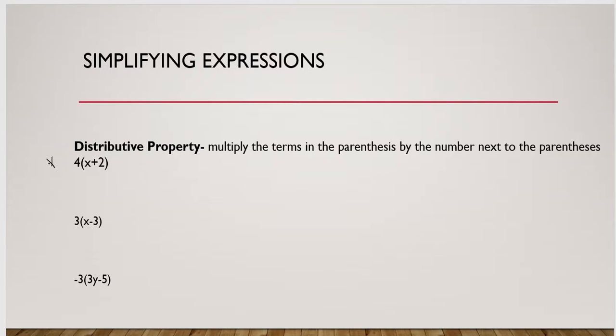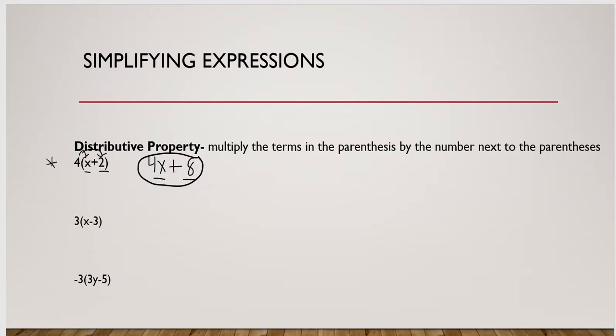So here we have 4 times x plus 2. So we have to multiply the 4 by both the x and the 2. That's called using the distributive property. So 4 times x is 4x. 4 times a positive 2 is a positive 8. And then we cannot combine any like terms here because this one has an x and this one is just a constant.